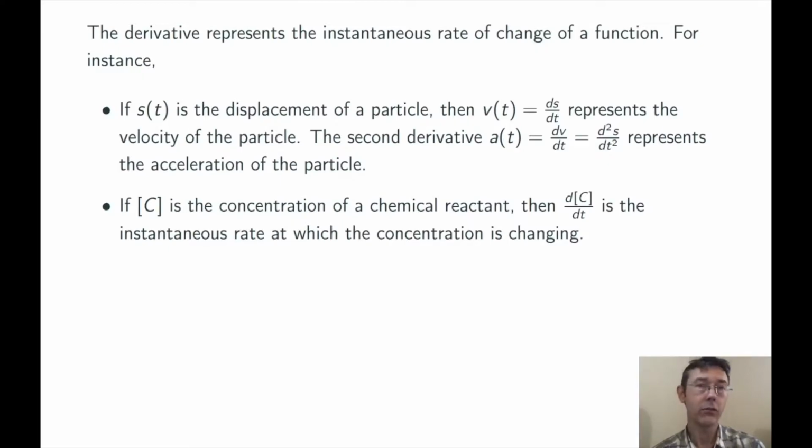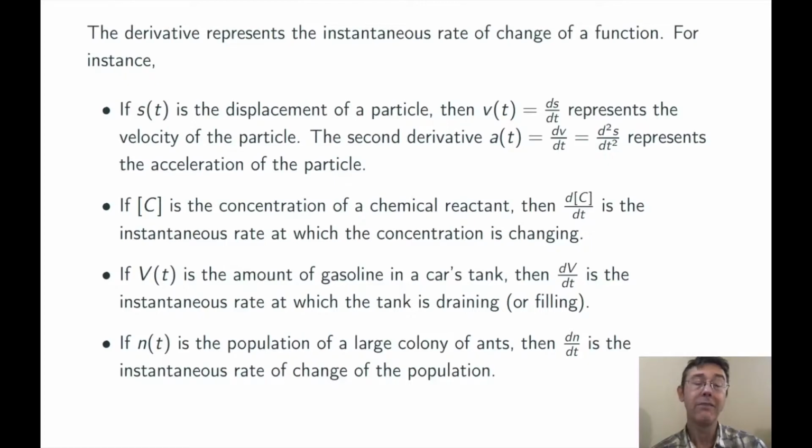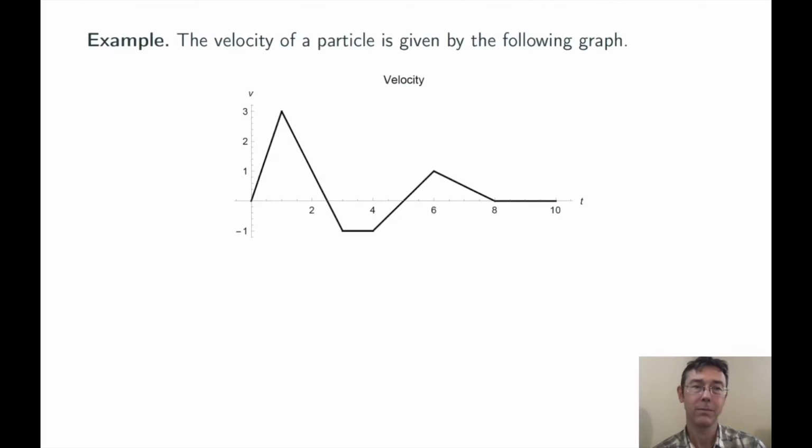If C is the concentration of some chemical reactant, then dC/dt is the instantaneous rate at which the concentration is changing. If V is the amount of gasoline in a car's tank, then dV/dt is the instantaneous rate at which the tank is draining, or I suppose filling up. Finally, if N of t is the population of a large colony of ants, then dN/dt is the instantaneous rate of change of the population. Of course, N, the population of ants, is probably going to actually be an integer, but if N is large, we can approximate that function N of t with a continuous one and make sense of the derivative.